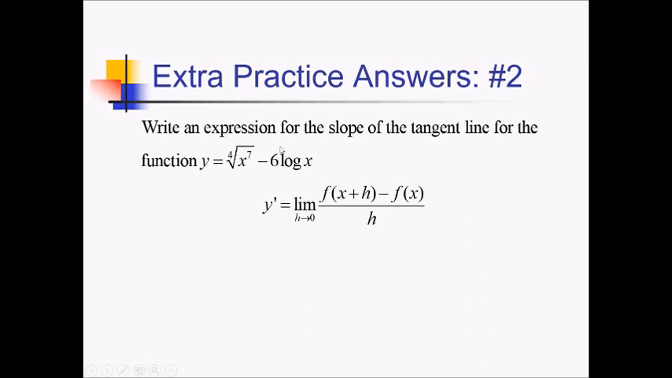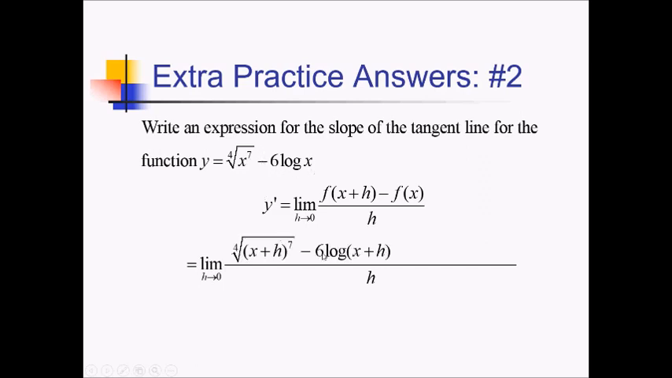And so basically, I'm just going to take this formula and use it on this function. So I'm going to plug x plus h in here. I'm going to write all that out, and then I'm going to subtract f of x. So I end up with the limit as h approaches 0, big fraction all over h. And now f of x plus h, well, that's going to be the fourth root of parentheses x plus h to the 7th minus 6 times log of x plus h. And from this, I'm just going to subtract f of x, which is just all of this stuff in a big parentheses.